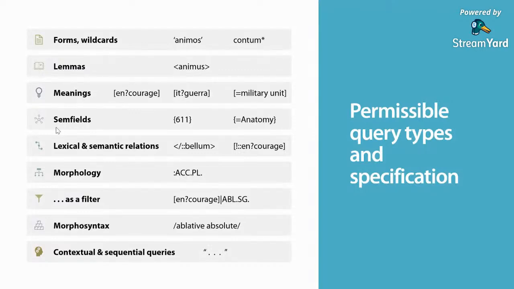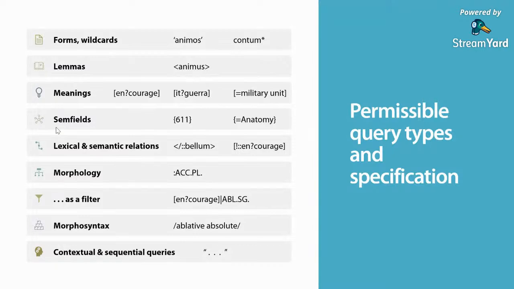Morphological queries are probably self-explanatory, but these can be of two different kinds. You can provide as search parameters just bald morphological tags expressed in Leipzig annotation, and those will find any word conforming to the specified description. In the example here, all accusative plurals. Or such tags can be used as filters on other kinds of queries. So on semfield queries, on meaning-based queries, or on lemma queries. For instance, only ablative singular forms of those words whose meaning matches English courage in the example that I've given there. Finally, for corpora which contain morphosyntactic annotations, like the Proyel corpus or the Laszlo corpus, Cylleneus provides a specialized query type.